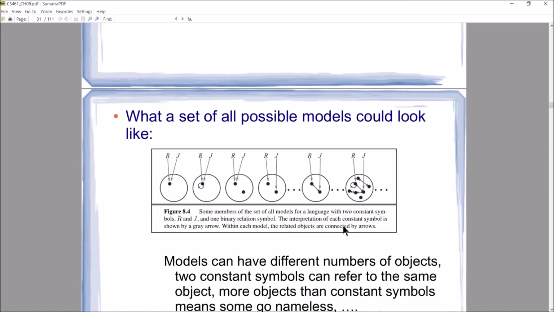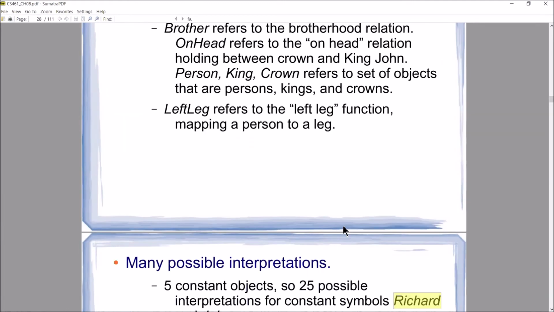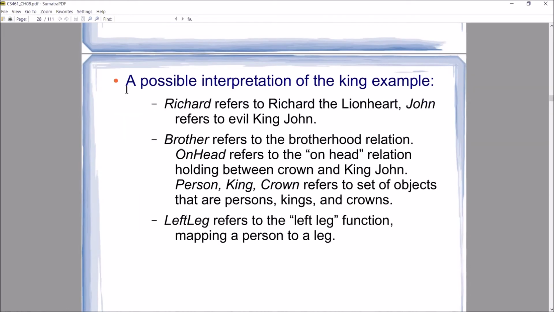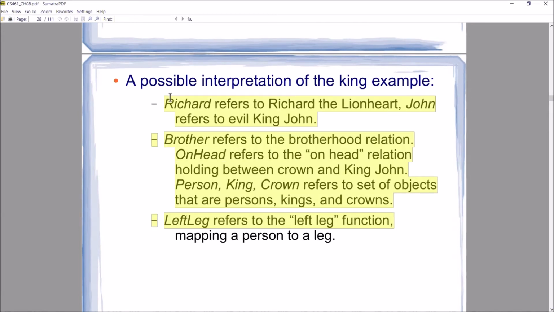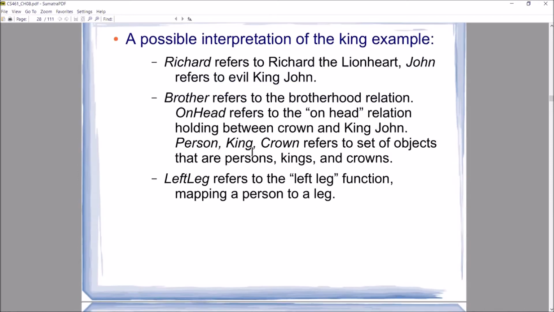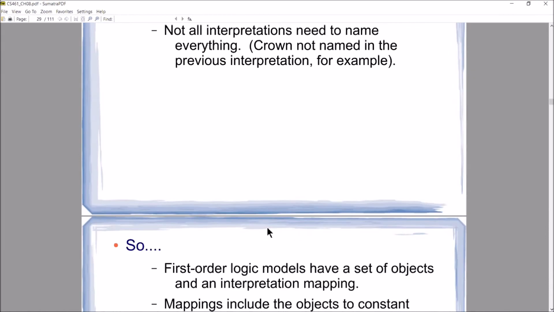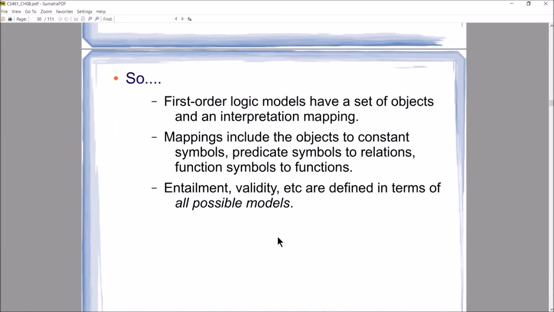There is an interpretation that's sometimes referred to as the intended interpretation. So when I went through here and talked about this possible interpretation of the king example, if this is the one that you intended, if this is the one that makes the most sense, then you can say that that would be or could be your intended interpretation. The textbook talks about that and refers to logicians talking about intended interpretations.